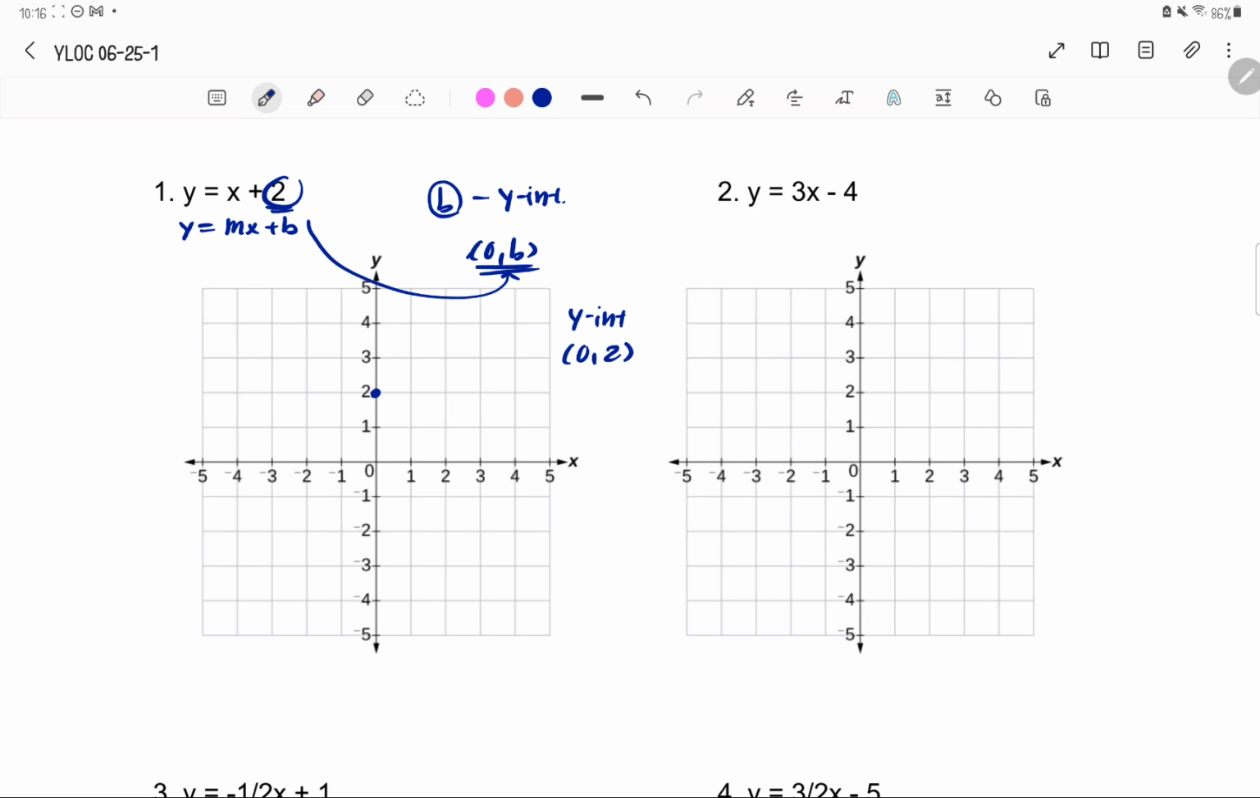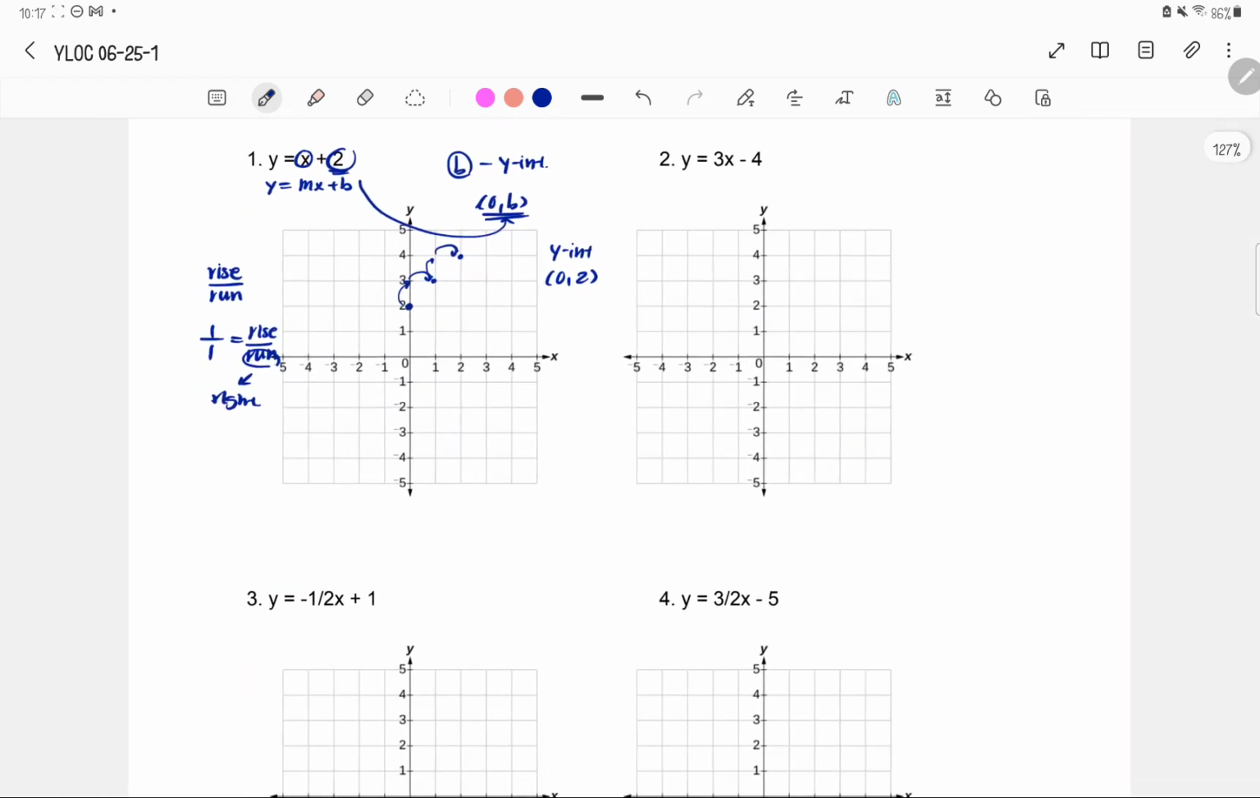Since the slope is 1, because there's no other number in front of x, and 1 is just understood there to show it is multiplied by 1, we're going to do rise over run, rise 1 over 1. A 1 is just 1 over 1, right? So rise over run, if you do rise 1, run is horizontal, so it's going to be either left or right. But in this case, since it's positive, it's just right.